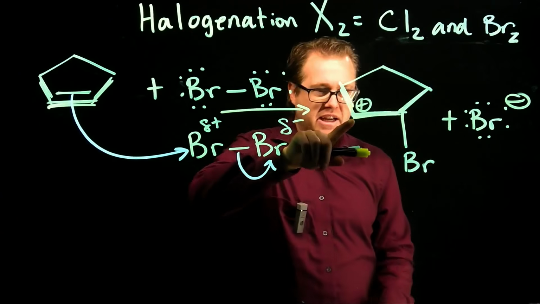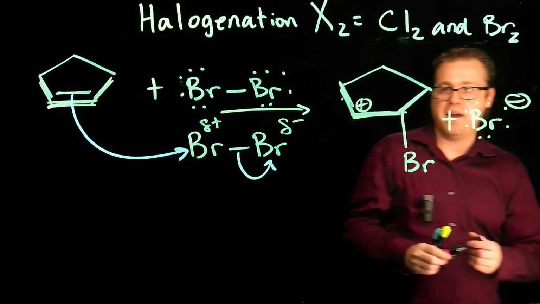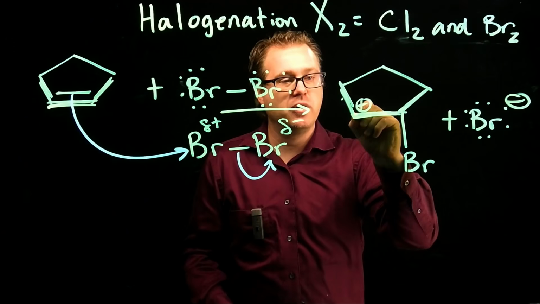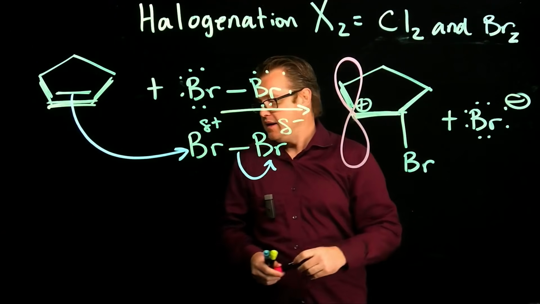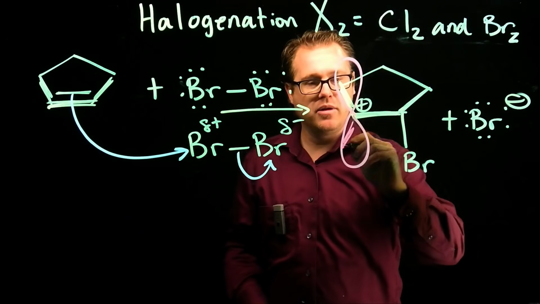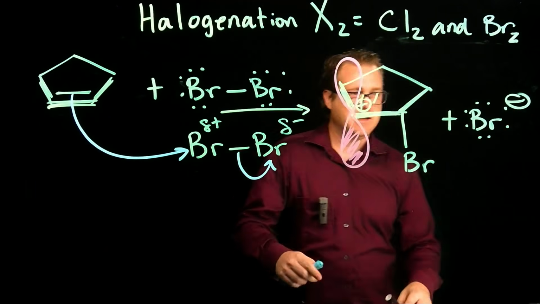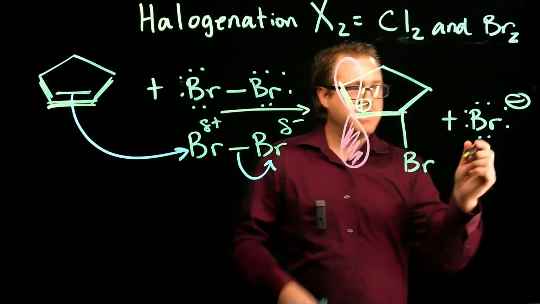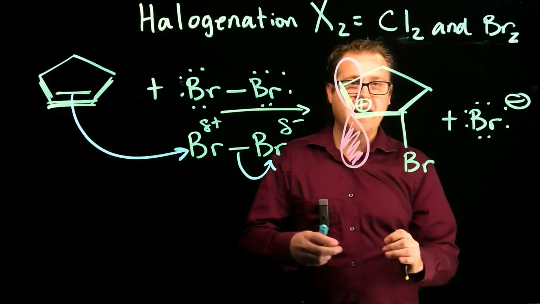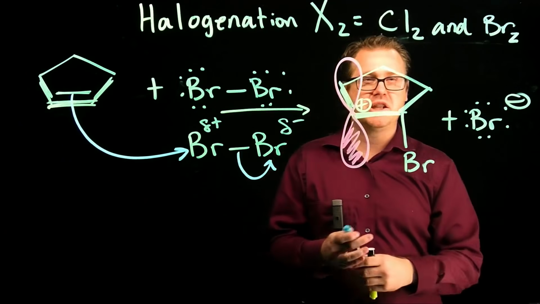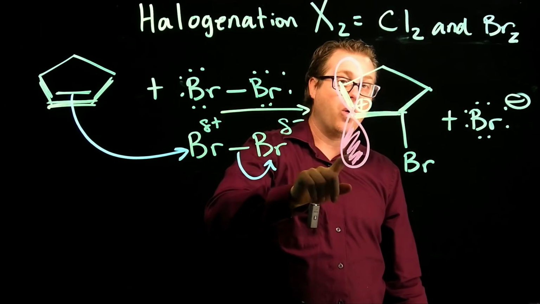So what is the hybridization state of this cation right here? Well, we know that is an sp2. So it has an empty p orbital. And so we have this empty p orbital and it has a phase. Now look at this here. This bromide here now has a 50-50 chance. It can attack from the top or the bottom.